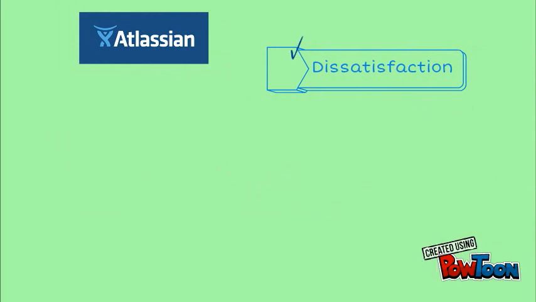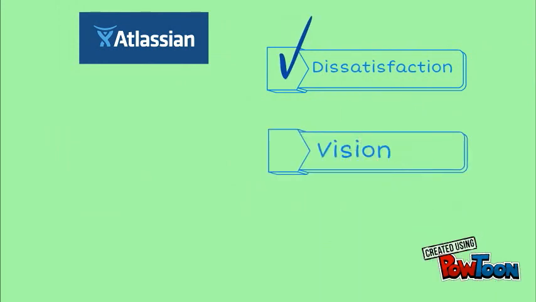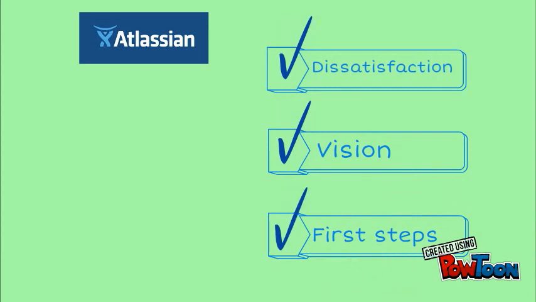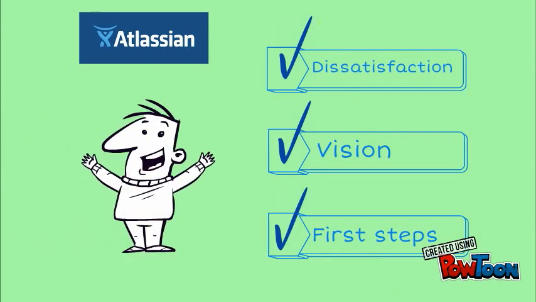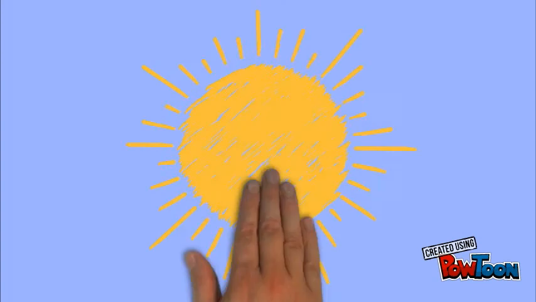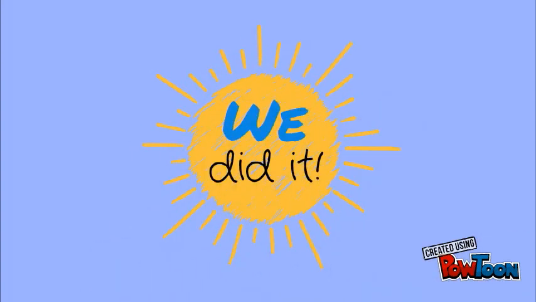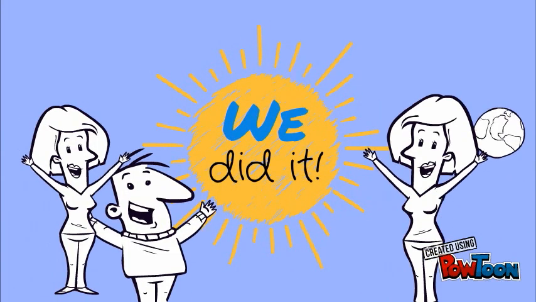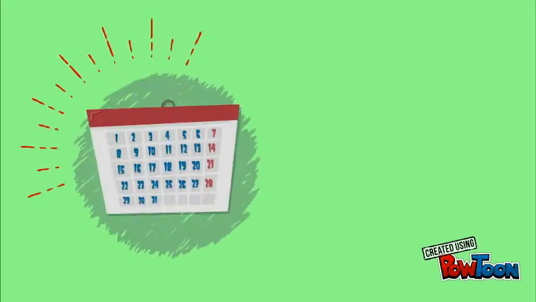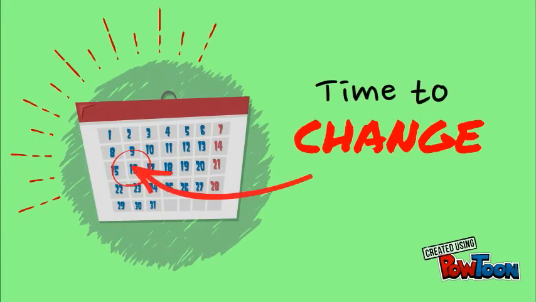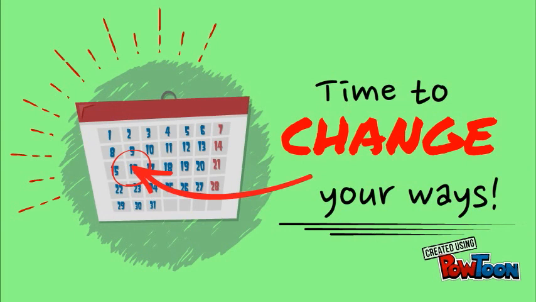So, Atlassian was able to implement their performance evaluation change because there was dissatisfaction from employees, a clear vision of what change would look like, and realistic first steps to making the change. Atlassian had all the elements present to overcome resistance to change. The change model is relevant to all change situations. As long as your three elements are present, you can make a change happen.